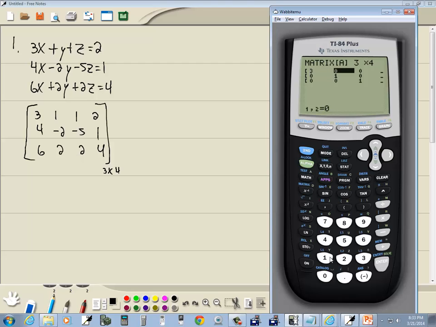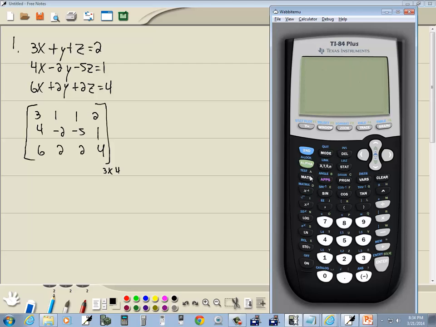So 3 enter, 1 enter, 1 enter, 2 enter, 4 enter, negative 2 enter, negative 5 enter, 1 enter, 6 enter, 2 enter, 2 enter, and 4 enter. And let me double check all that. That looks good. Exit out.